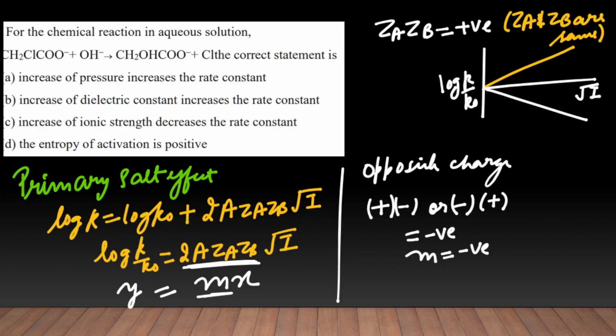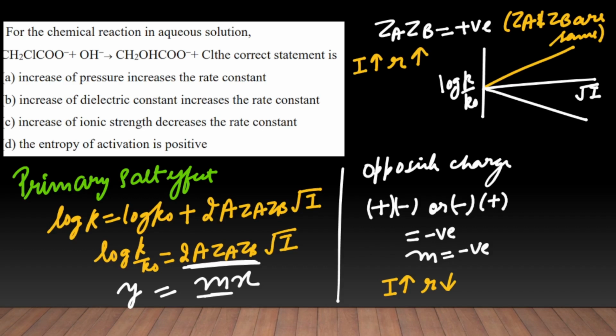That means if both the charges are the same, with the increase in the ionic strength, the rate of the reaction is going to increase. Whereas in the opposite case, with the increase in the ionic strength, the rate of the reaction is going to decrease, right?